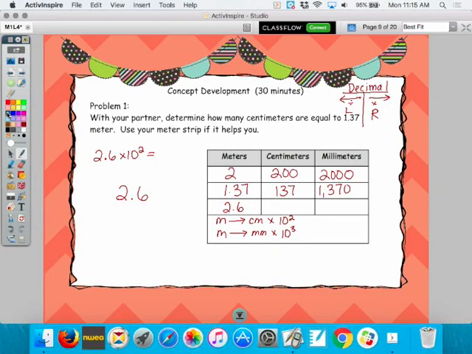Did I say write the problem on your iPad? Yes. No, I did not. I said write 2.6 on your iPad. And then I see Abby's already hopping.